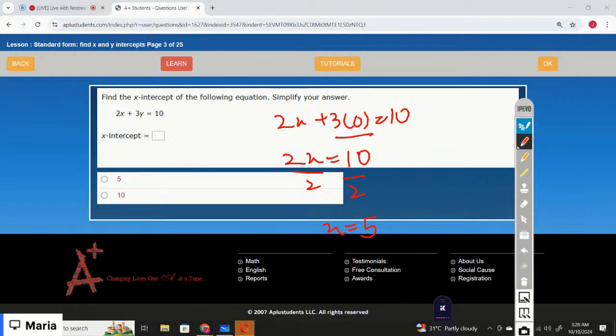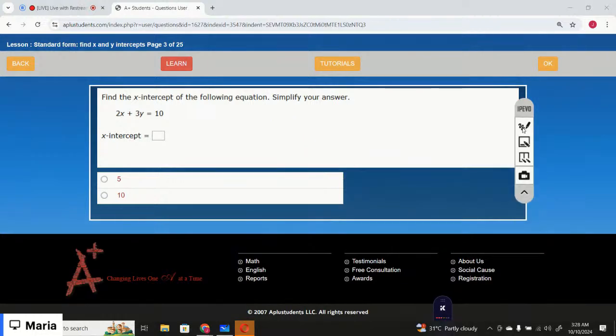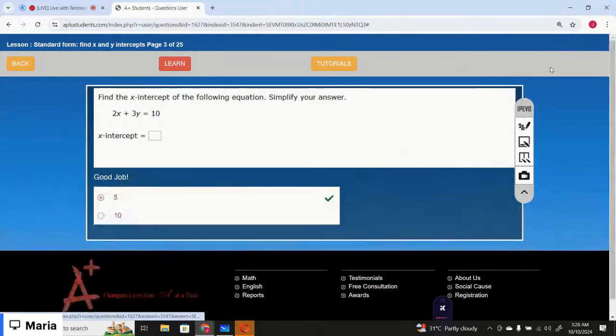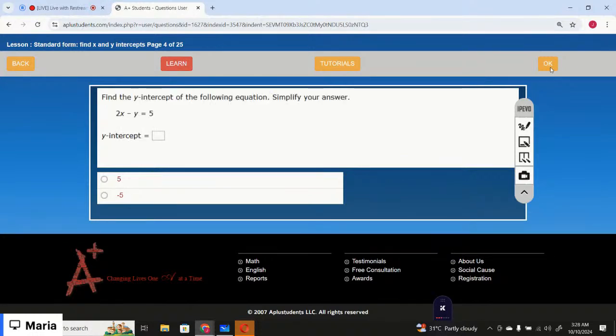So the correct option is option number 1 is the correct option. Got it? Okay. Find the y-intercept of the following equation. So which is the correct option? For the y-intercept, you need to put x equals 0. So which is the correct option?